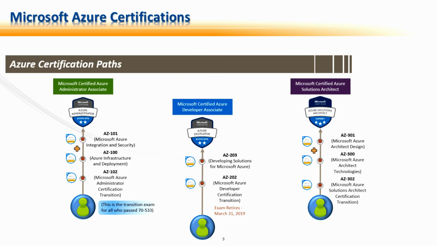Similarly, for Microsoft Certified Azure Solutions Architect, we have a combination of two examinations, which are AZ-300 Microsoft Azure Architect Technologies and AZ-301, which is Microsoft Azure Architect Design. For everyone else who have already cleared 7535, they need to give the AZ-302 as a transition examination and continue with their certification.